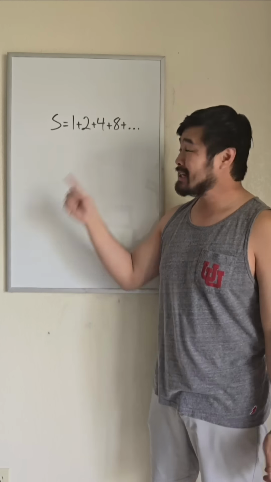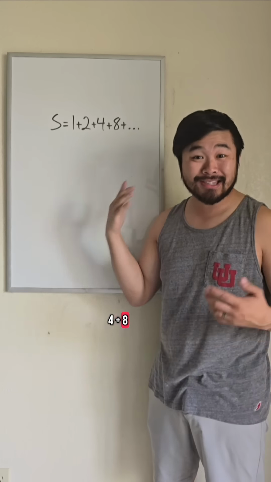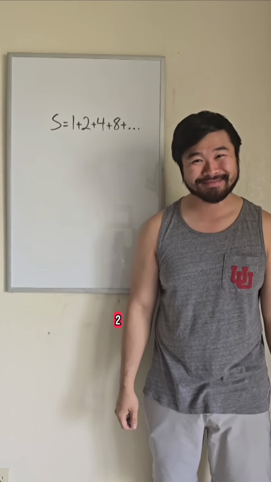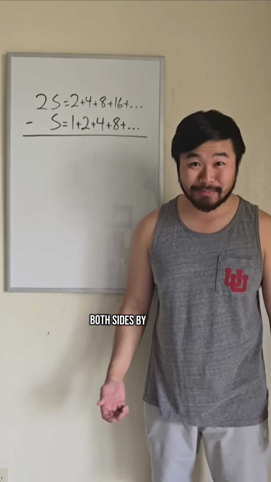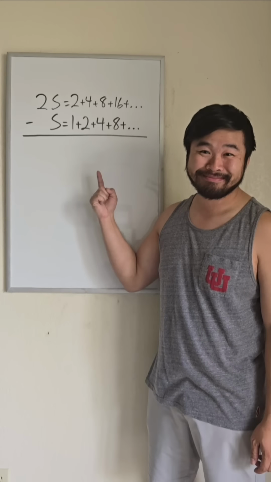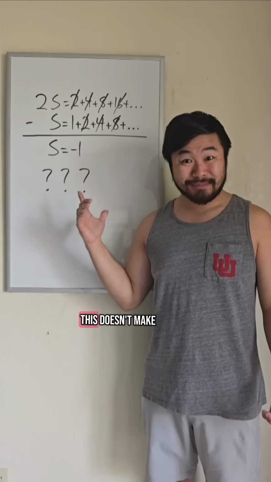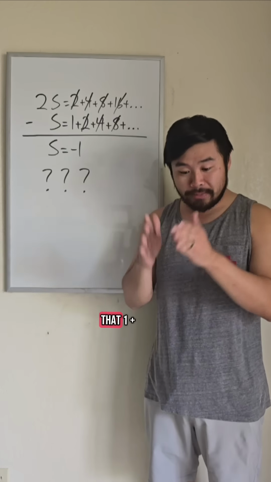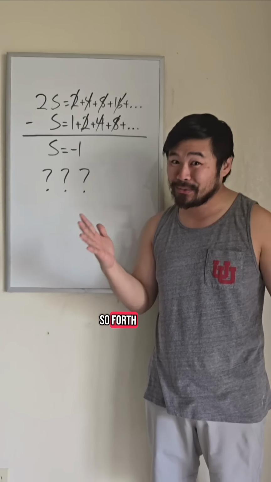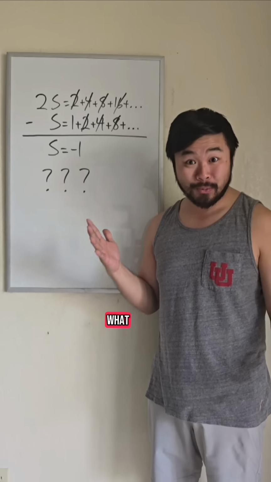Now, this technique of calling the infinite series S is pretty cool, so let's try it with this one. S equals 1 plus 2 plus 4 plus 8 and so forth, the powers of 2. Then let's multiply both sides by 2 and then subtract. But when we subtract, we get S equals negative 1. This doesn't make sense in the real number system, that 1 plus 2 plus 4 plus 8 and so forth equals negative 1. So what went wrong?